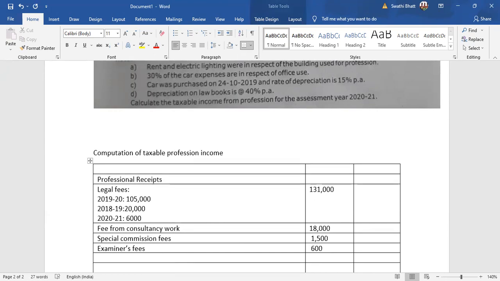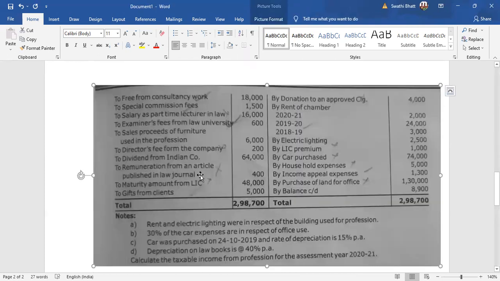The next thing given to us in the question is sale proceeds of furniture used in profession. Again, this is not a professional income, because it is not something he has got from his profession. It's not related to his profession. It's not recurring either. He is not going to sell his furniture every now and then and get income. So it's a non-recurring receipt. It happens once in a lifetime, or such transactions happen very rarely.